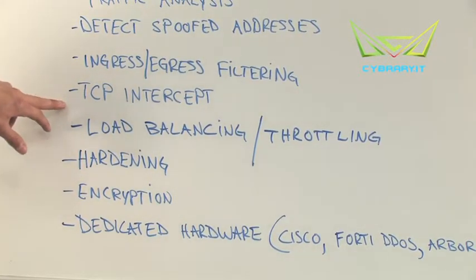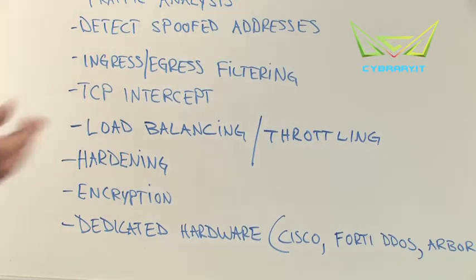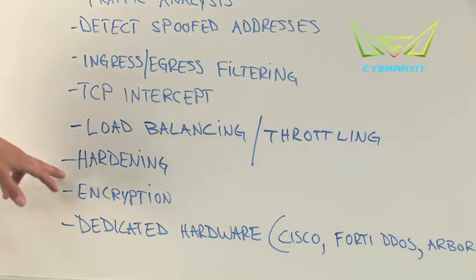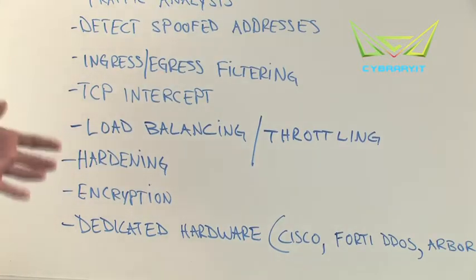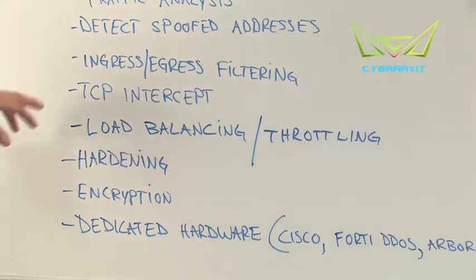You could use technologies like TCP intercept, which is a common implemented technology. You could use load balancers or some sort of throttling technique to limit how many requests could come in at a particular time. It's kind of like what we call queuing or quality of service. You could harden the systems, which is reducing your surface area of attack, so that if there's no surface area of attack or a very limited one, well, then you won't get infected with a zombie.